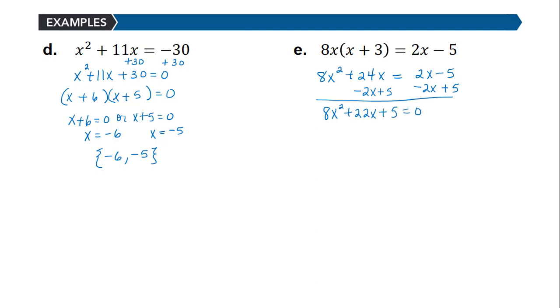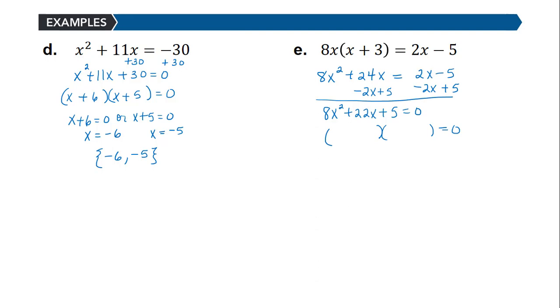Now we need to factor this trinomial, and we will learn what to do if the equation doesn't factor. We have to use a different method to solve those. So I need to figure out what are the factors of 8x squared and the factors of 5 that I can arrange to get a 22x. So the factors of 8 are 1 and 8 and 2 and 4. And the factors of 5 are only 1 and 5.